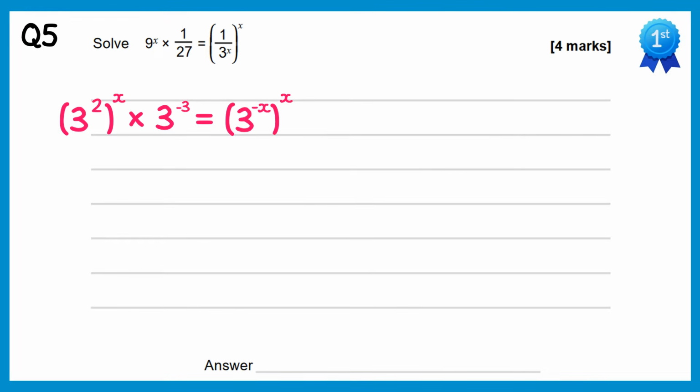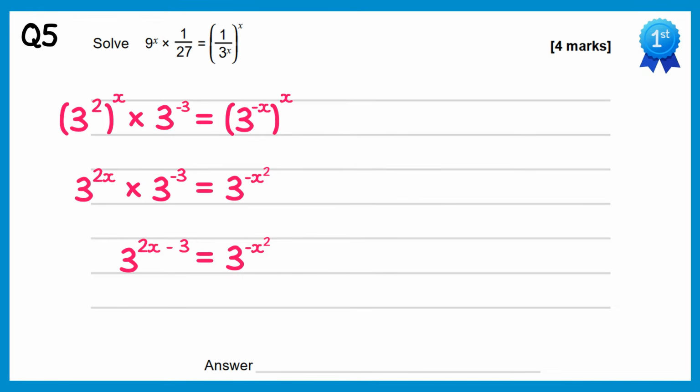I can now use the bracket to the power law by multiplying these indices. We get 3 to the 2x times 3 to the negative 3, and if we multiply these ones, we get 3 to the power negative x squared. On the left hand side here, we have a multiplication, so we add the powers, so we get 3 to the power 2x minus 3 equals 3 to the negative x squared.